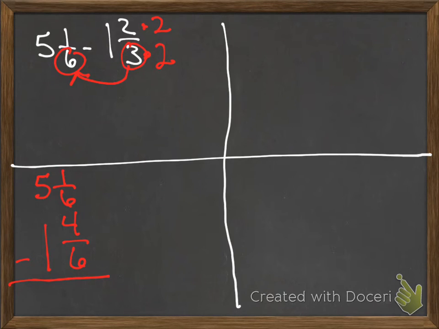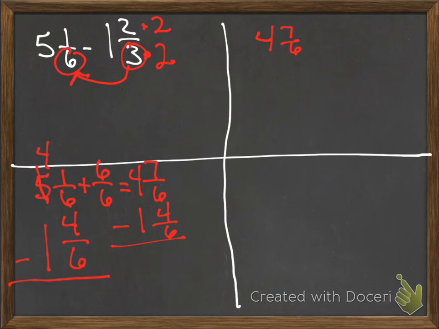Alright, I can't take 4/6 away from 1/6, so I'm going to have to borrow. So that'll give me a 4 here. And since I borrowed a whole, I'm going to add a whole to this fraction, and that will give me 7/6. So now I have 4 and 7/6 minus 1 and 4/6. Because once again, 4 and 7/6 equals 5 and 1/6, right? Yes, that's correct.